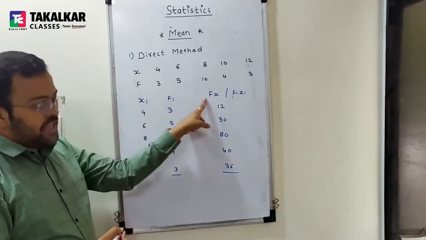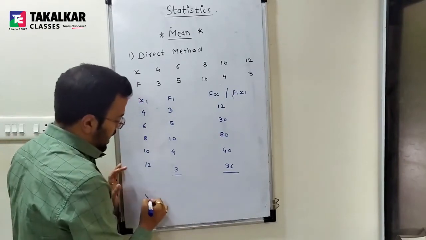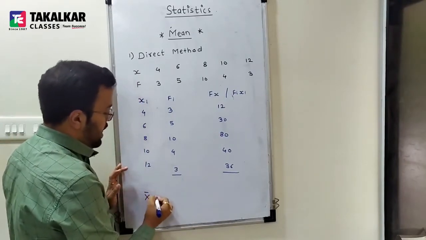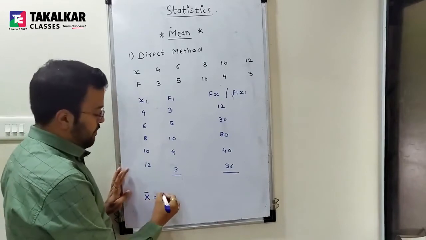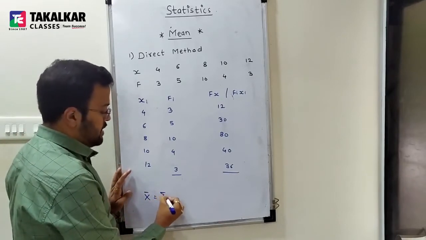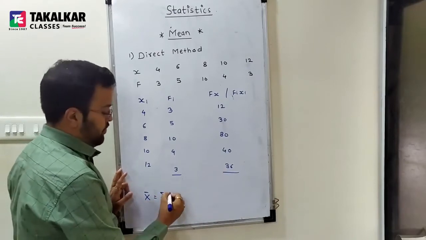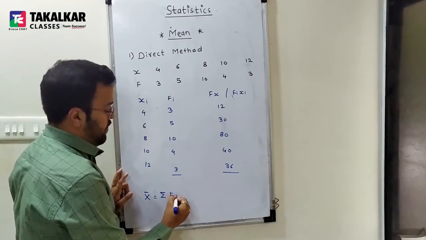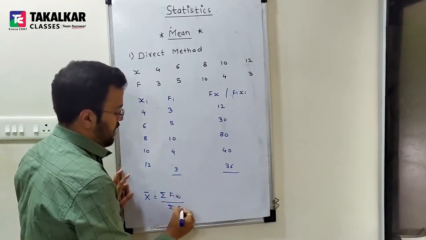Xi, fi. Next column you have to write fi, xi. Now, what is your formula for mean? Basically, mean is given by x bar. Formula for mean is, this sign is of summation. Summation means addition. Summation fi xi upon summation fi.